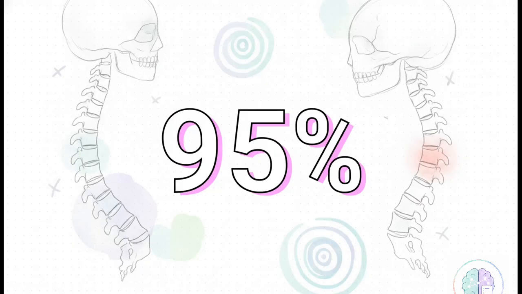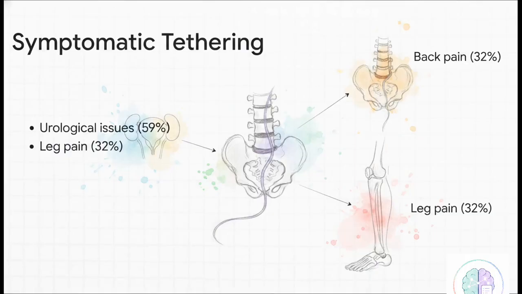Now, here is what's truly staggering about this anomaly. Up to 95% of these cases identified on MRI are completely asymptomatic. Because of this, most of the ones we find in adults are just incidental findings. You go in for an MRI for a totally different issue, and boom, there it is. But it's definitely not always a silent condition.